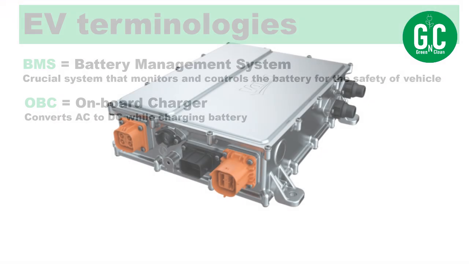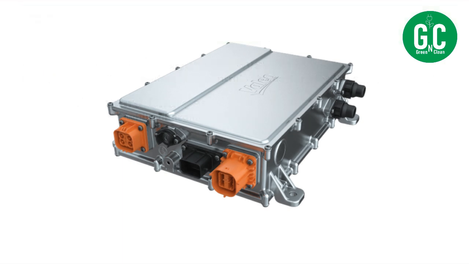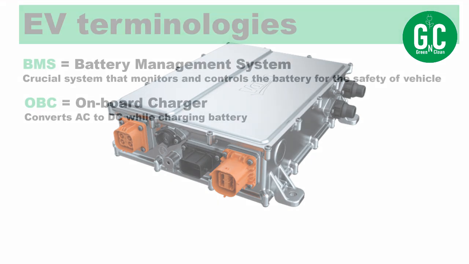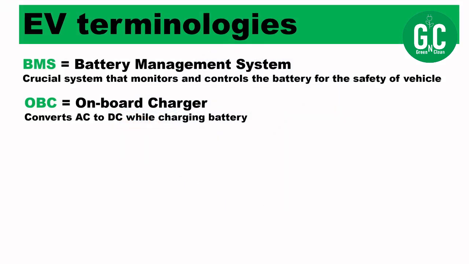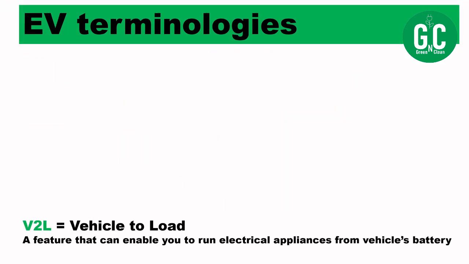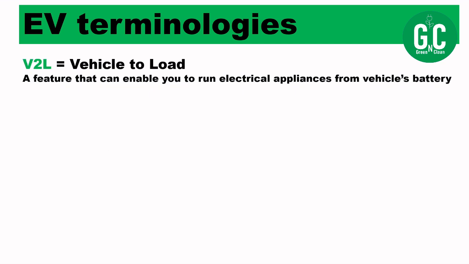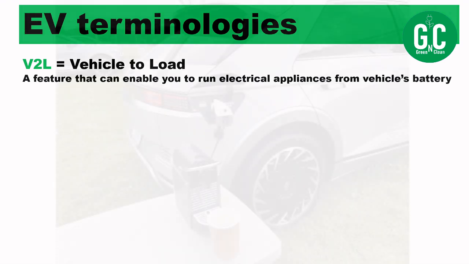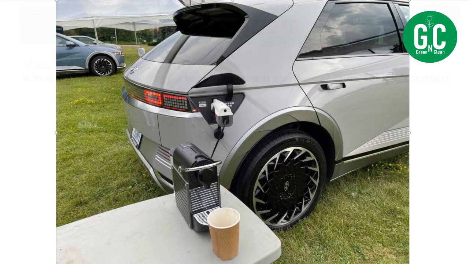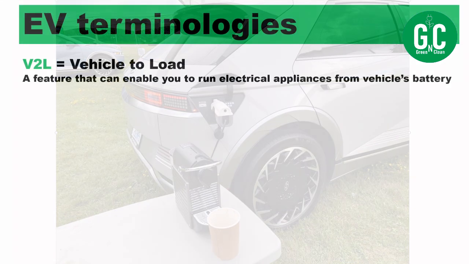OBC or onboard charger is a unit that converts alternating current to direct current while charging the battery. Next, V2L is called vehicle to load. It is a feature using which you can turn your car to power electrical appliances externally from the vehicle's battery.